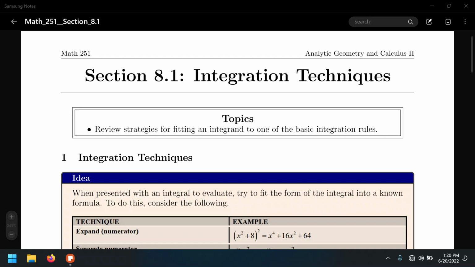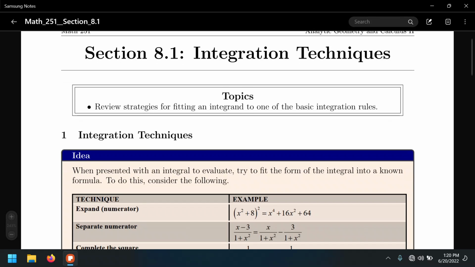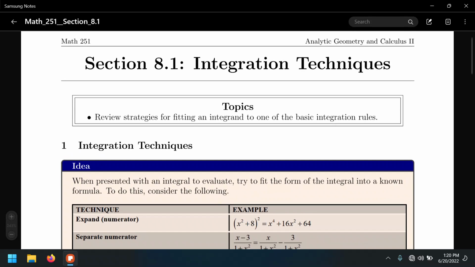Let's get to integration techniques, section 8.1. So, that's something covered roughly back in Calc 1. However, in this section, we're going to extend these techniques that we use for integration.